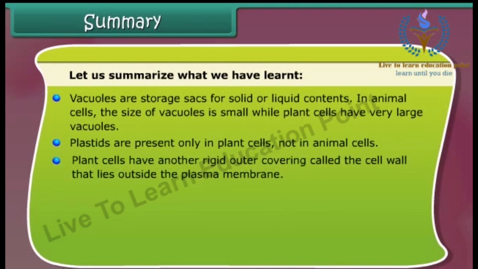Plant cells have another rigid outer covering called the cell wall that lies outside the plasma membrane. The plant cell wall is mainly composed of cellulose and provides strength to the cell.